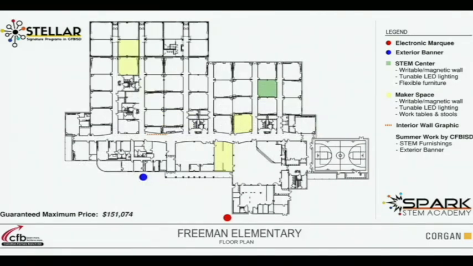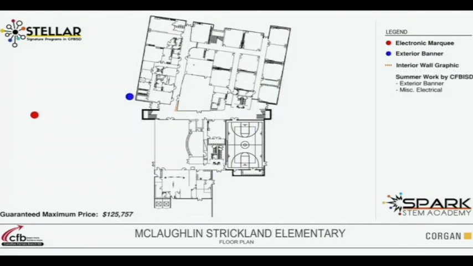This is Freeman, and I didn't note, but Ms. Klein did notice that the dots actually are important. The red dot is the approximate location of a new electronic marquee, and the blue dot is the approximate location of the banner. Strickland, as was the case with Landry, is the first phase of a much larger project. This is actually the least expensive of the guaranteed maximum prices presented, and that is due in large part to the big project that's coming up.